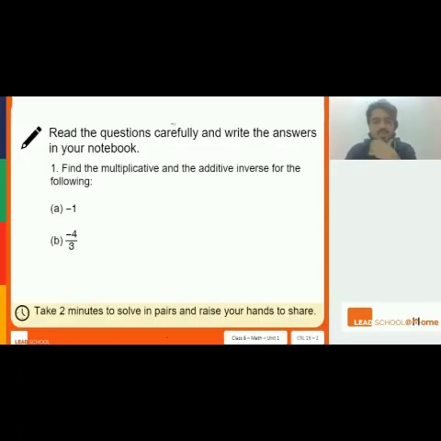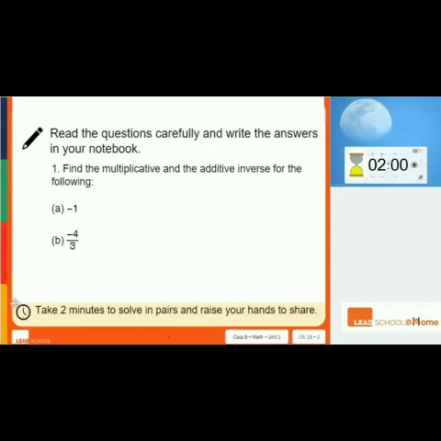So the first question is, find the multiplicative and the additive inverse for the following numbers. I will give you 2 minutes. You have to find the multiplicative as well as the additive inverse for both these numbers. I am counting from 1 to 5. Open your notebooks. 1, 2, 3, 4 and 5. So you have 2 minutes and your time starts now.